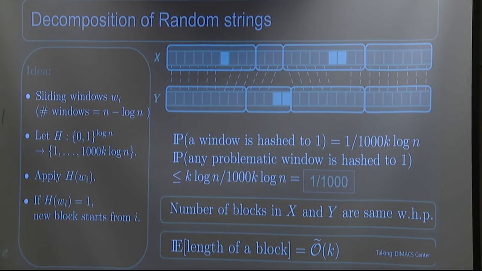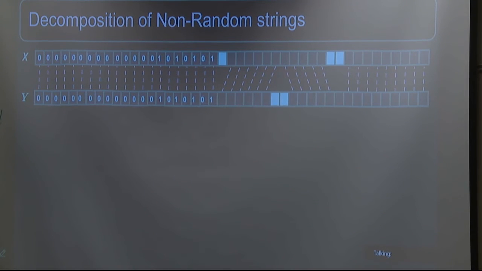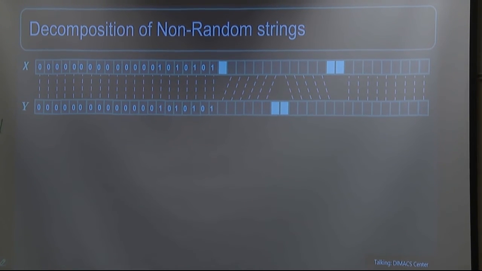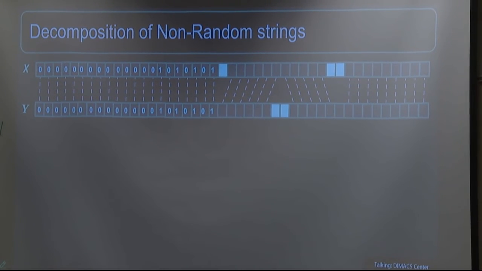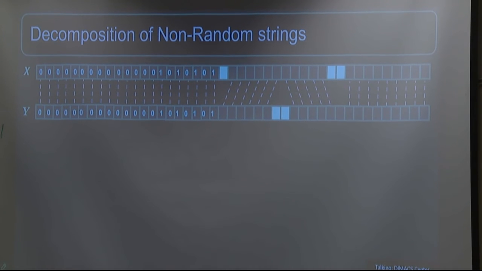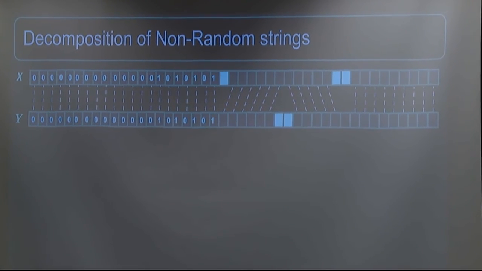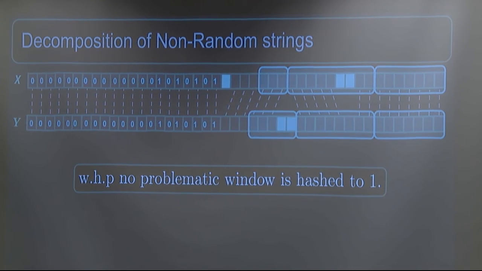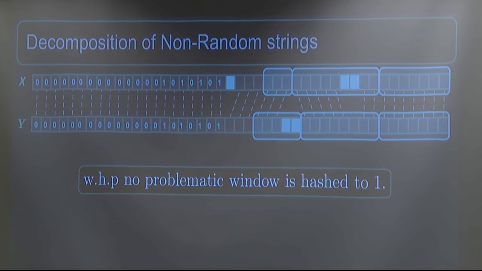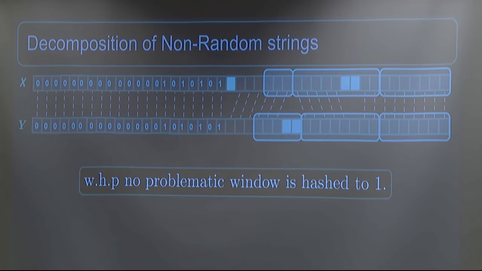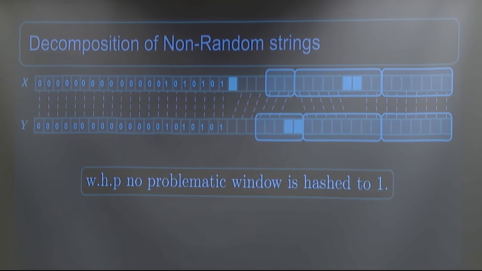Okay. So what will not work for non-random strings? So remember, with high probability, none of the problematic windows will be hashed to 1. This property will still hold for non-random strings.